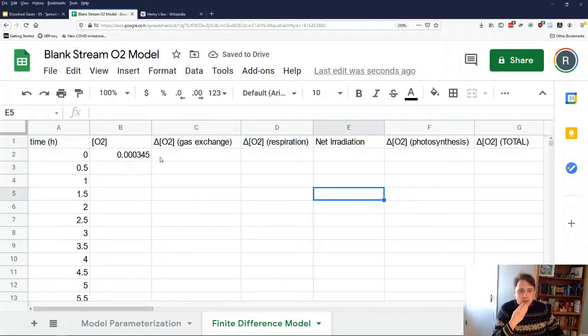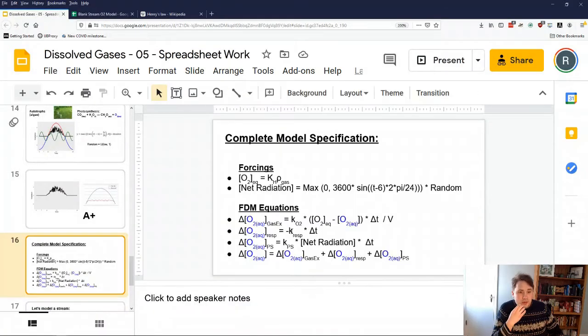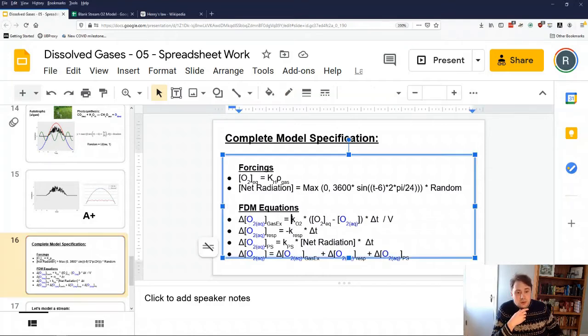I don't know why it's auto-filling suggestions for me. It's almost never right. Now let's go here. What is the change of oxygen due to gas exchange? This, of course, we said was this formula here. The change in oxygen concentration due to gas exchange is equal to the rate constant multiplied by the gradient between the equilibrium concentration and the actual concentration, times the time step, divided by the volume. Or we can also say, as we just said previously, this is divided by the depth, because the top of the rectangular prism is 1 meter by 1 meter. So it's just 1 times 1 times the depth.